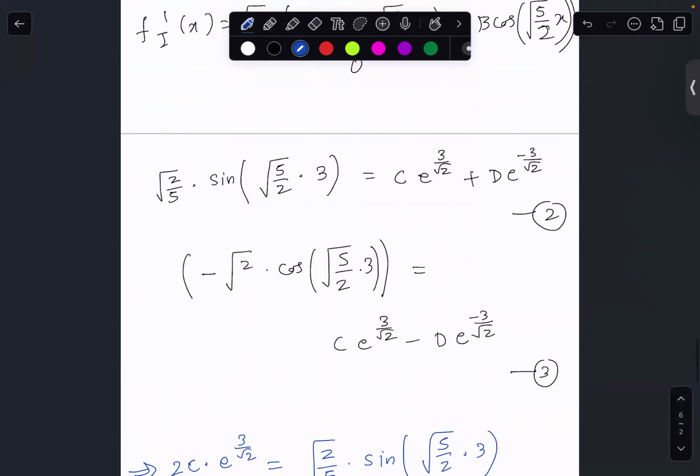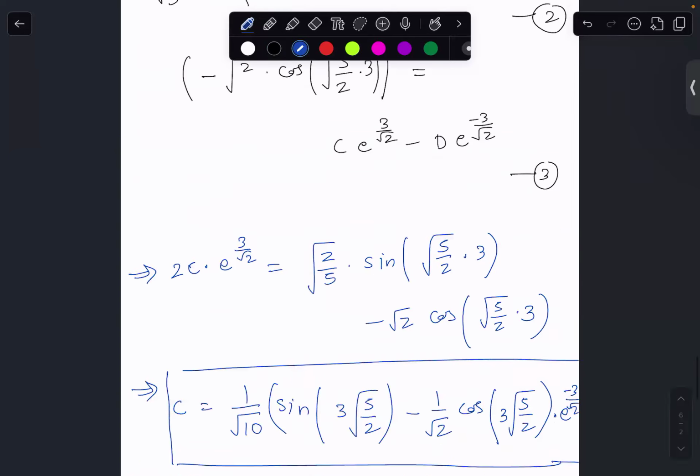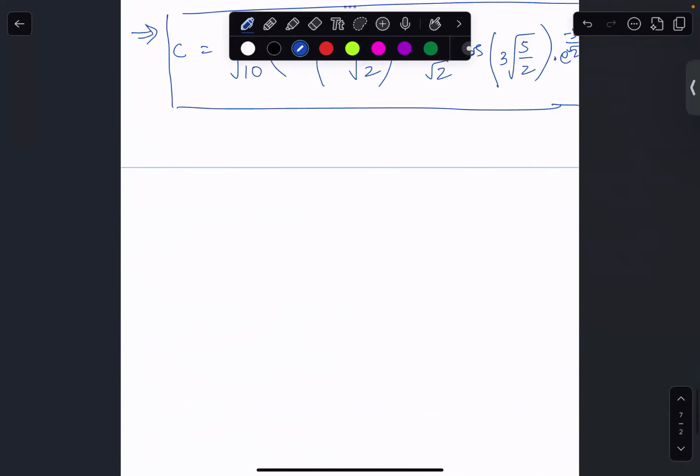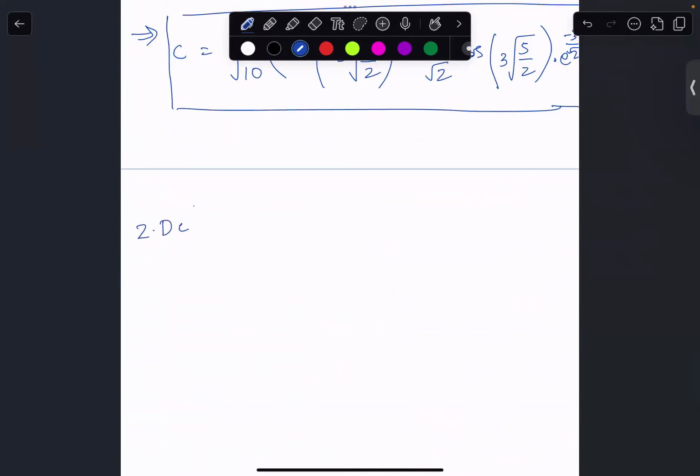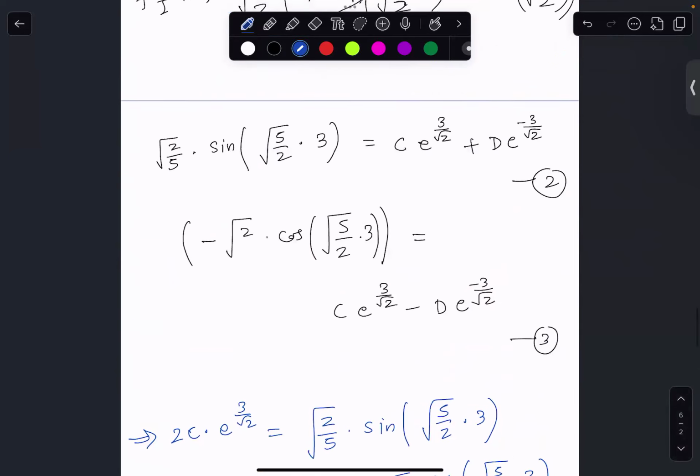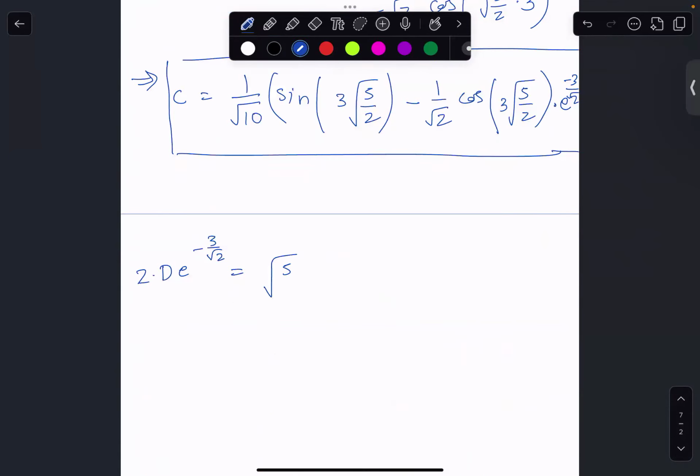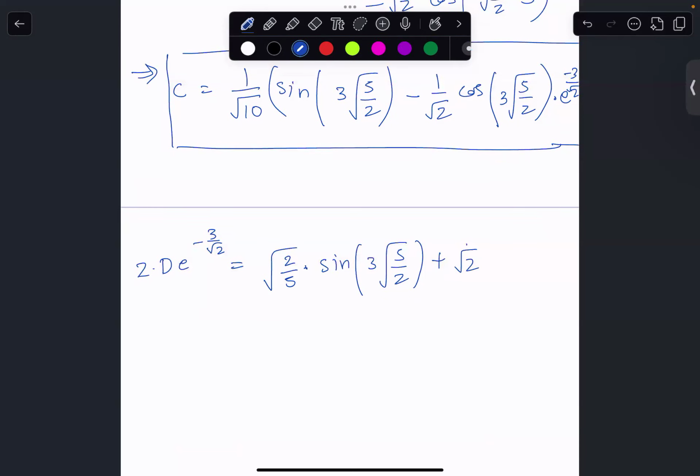Similarly, I can find out the value of d by subtracting both of these equations 2 and 3. Let's do that and write down the final values. So on the left hand side, I have 2 times d e to the power minus 3 upon square root of 2 equals square root of 2 upon 5 times sine of 3 square root of 5 upon 2 plus square root of 2 times cos of 3 square root of 5 upon 2.